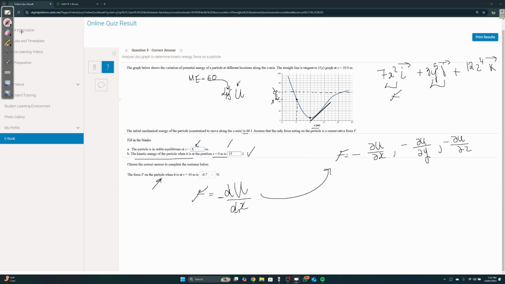So the force is always just take the derivative. So what do we need to derive? We need to take the derivative at x equals 10 meters. In other words, we're finding the slope. When we want to find the value of the derivative, isn't that finding the slope of the tangent?